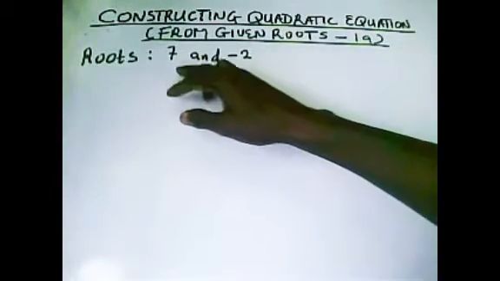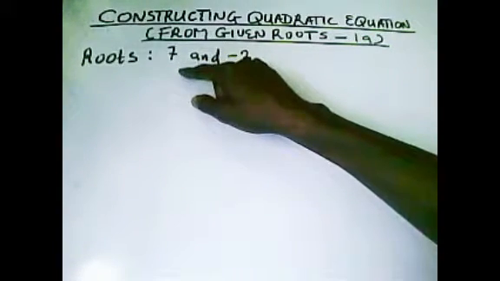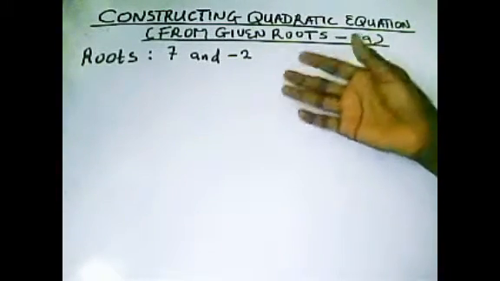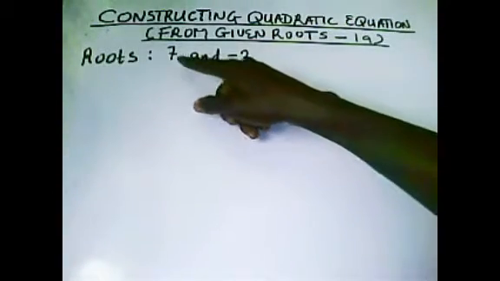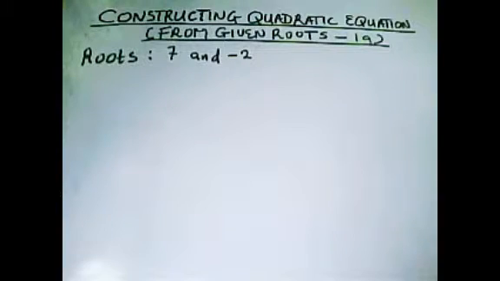So if we are given two roots, the first root as 7 and the second root as -2, and we are required to construct the quadratic equation whose roots are 7 and -2, how do we go about this? There are two methods to use, but I'm going to use just one method here, okay?